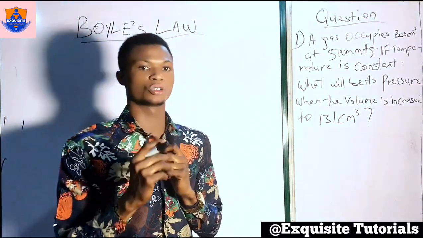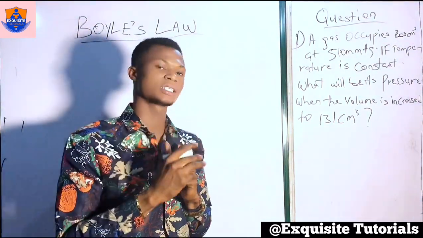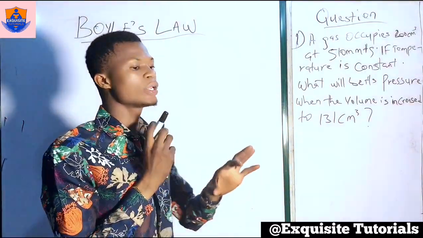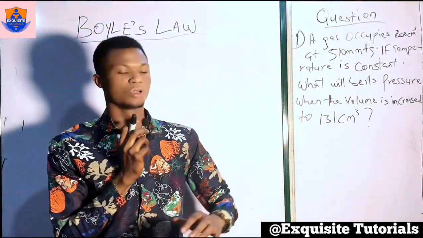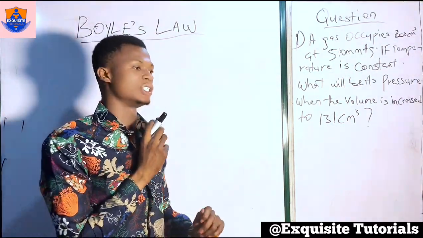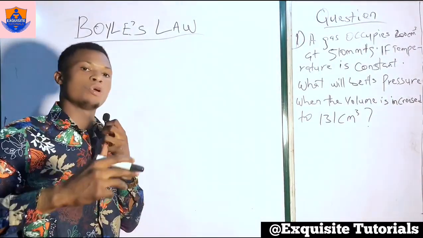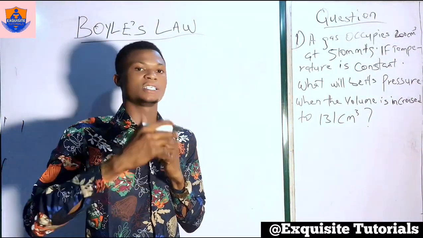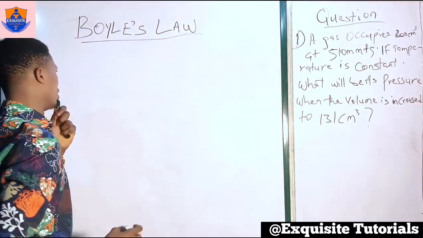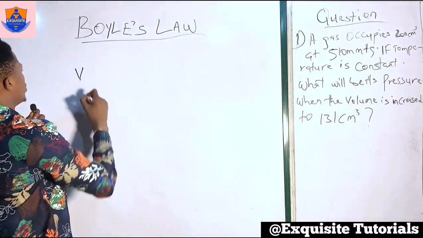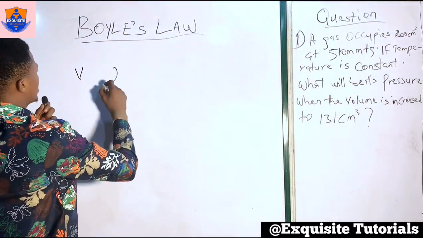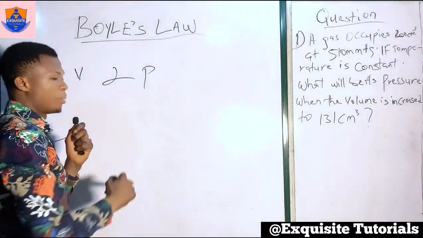Now, Boyle's law made us understand that at a constant temperature, that is, when your temperature is constant, let's say for example at a constant temperature of 37 degrees Celsius without changing it, the volume of a gas is inversely proportional to the pressure that passes through it. Let's say this is your volume of a gas. It makes us understand that the volume is inversely proportional to the pressure.